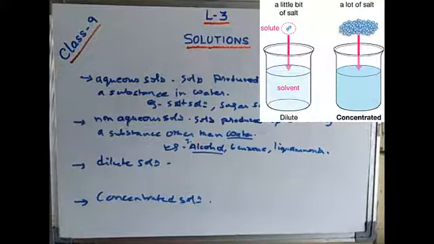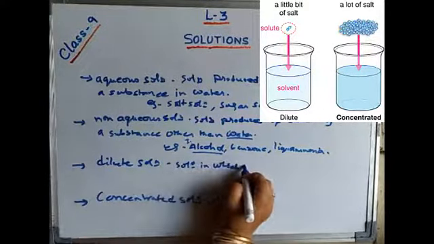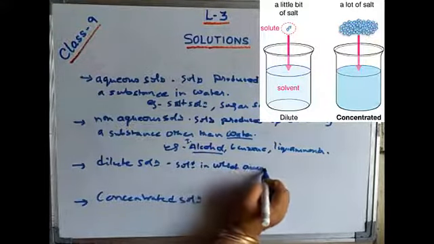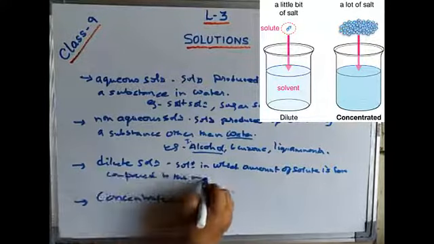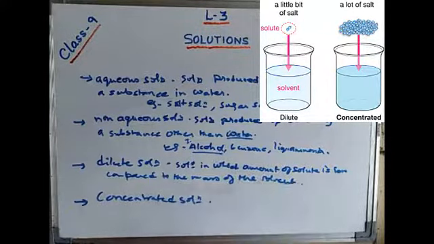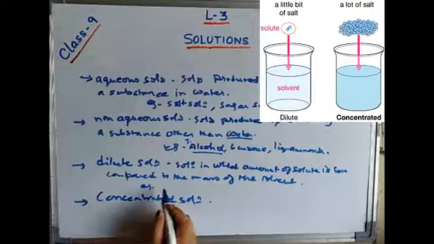Now coming to dilute solution. Dilute means where the water proportion will be more. The percentage of water will be more compared to the mass of the solute. Let us see: the solution in which the amount of solute is less compared to the mass of the solvent. You can take an example, 1 teaspoon sugar in 1 glass of water. Or you can take 20% HCl.